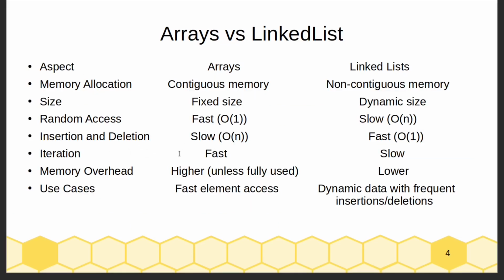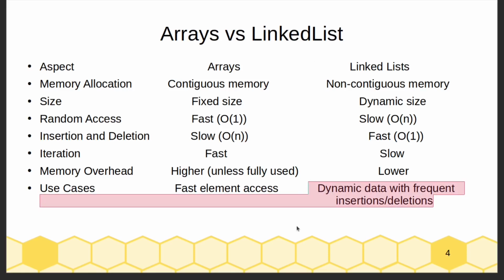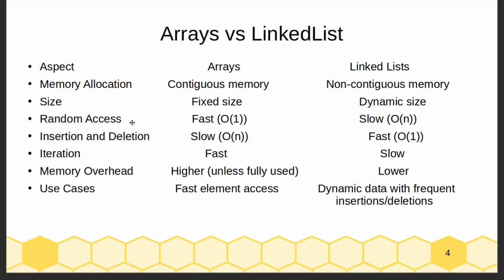After that, iteration in an array is fast but it's slower in a linked list, and memory overhead is higher in arrays but lower in a linked list. And these are the use cases. If you want a data structure where you can access elements faster, then you should use arrays. But if you want a data structure with dynamic data allocation and with frequent insertions and deletions, then you must use a linked list. So that's the theoretical part for linked list.